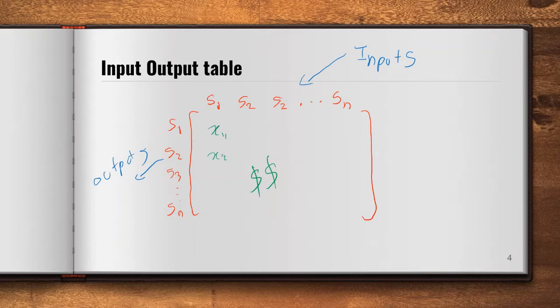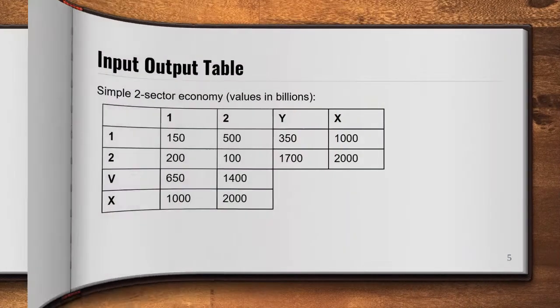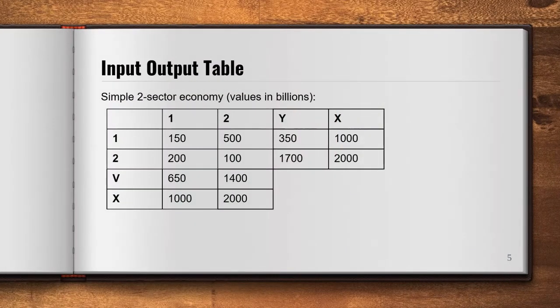Now let's move forward and understand by considering a two-sector economy, a very small economy in which only two things are produced. So this is the two-sector economy, which has sector 1 and sector 2. For ease of understanding, let's say sector 1 is agriculture and sector 2 is energy.